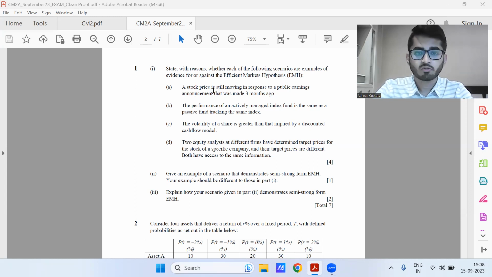One: the stock price is still moving in response to a public earnings announcement made 3 years ago. This is against EMH, because ideally, whenever new information comes, the market should react to it immediately. This is not happening. Part B: the performance of an actively managed index fund is the same as a passive fund tracking the same index.